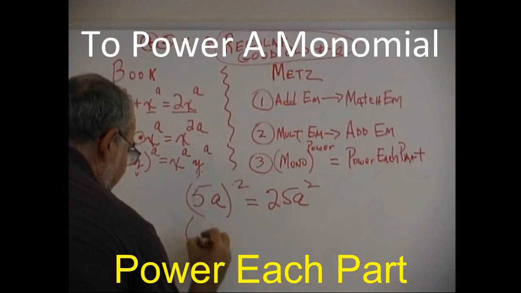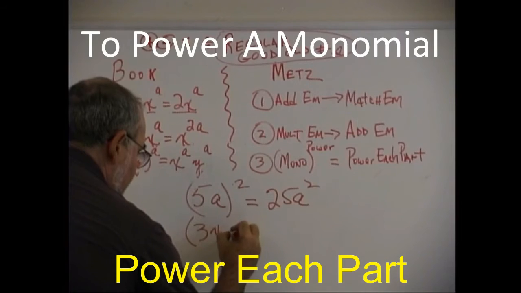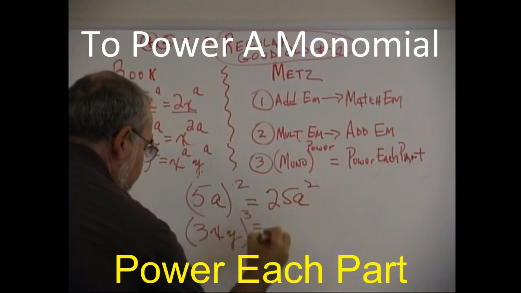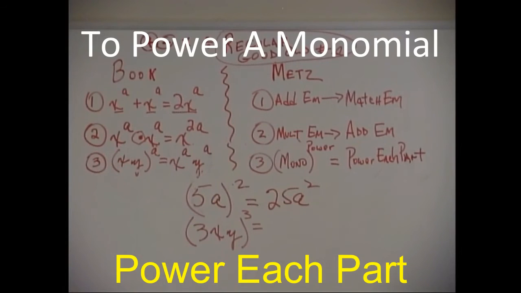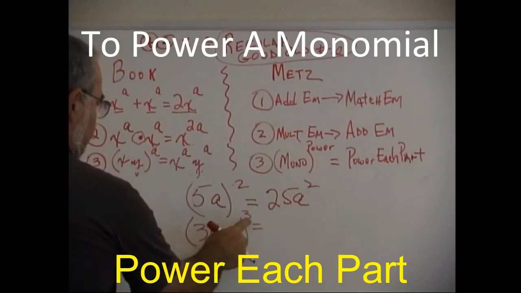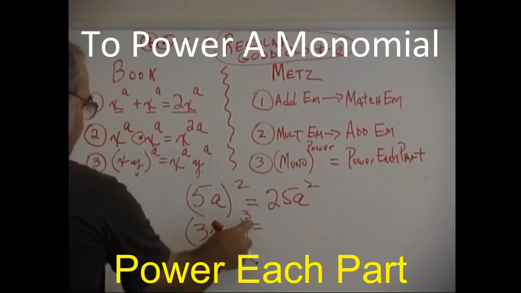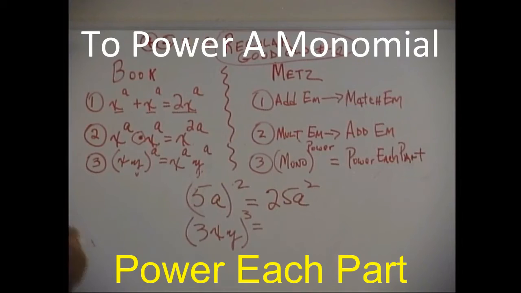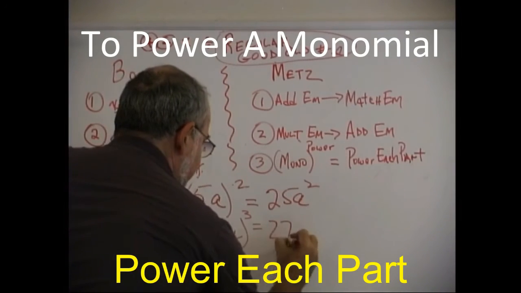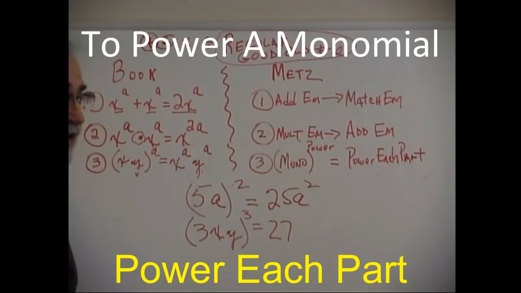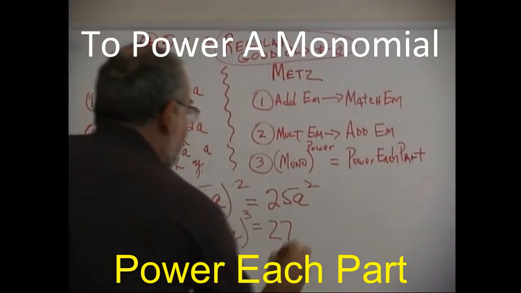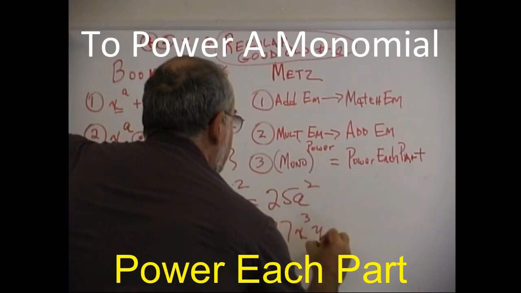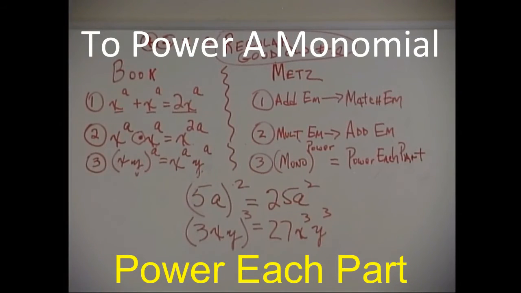Another example. I suppose I got 3xy to the third. So if I got a monomial, which 3xy is, and I'm going to raise it to the third, what do I got to do? I got to raise the 3 to the third, the x to the third, and the y to the third. Now what is 3 to the third? 3 to the third is 27. It means 3 times 3 times 3. 3 times 3 is 9, times 3 is 27. And that gives me x to the third, y to the third. How do you raise a monomial to a power? You power each part. You raise each part to the power indicated.